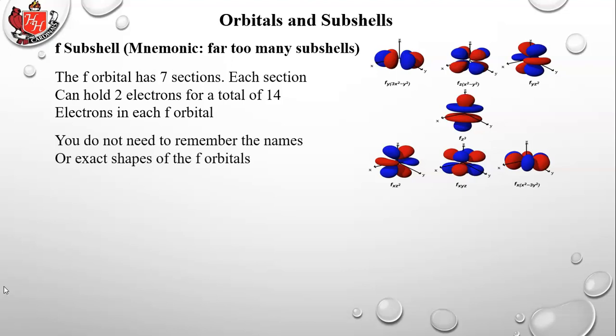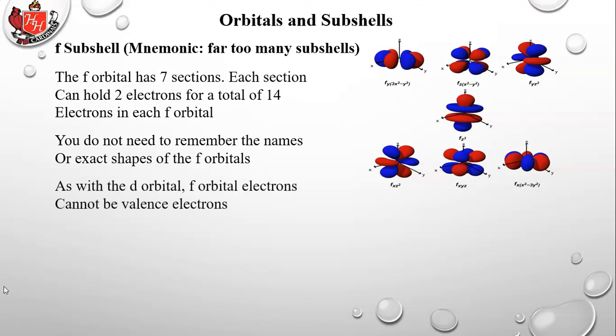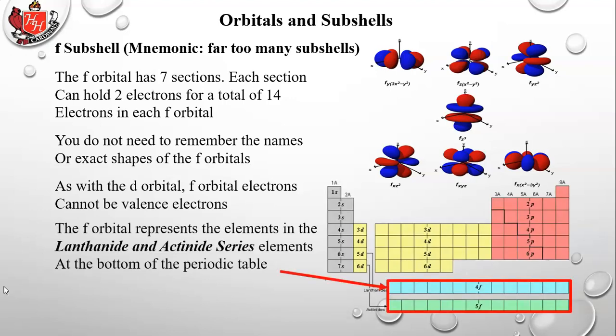You do not need to remember the names or exact shapes of the F orbitals. That's just too much information. As with the d orbital, F orbital electrons cannot be valence electrons. Only s and p orbital or subshell electrons can be valence electrons. The f orbital represents the elements in the lanthanide and actinide series elements at the bottom of the periodic table, down there.